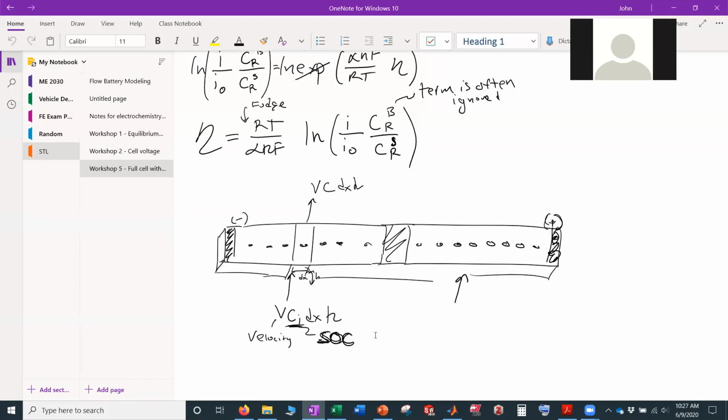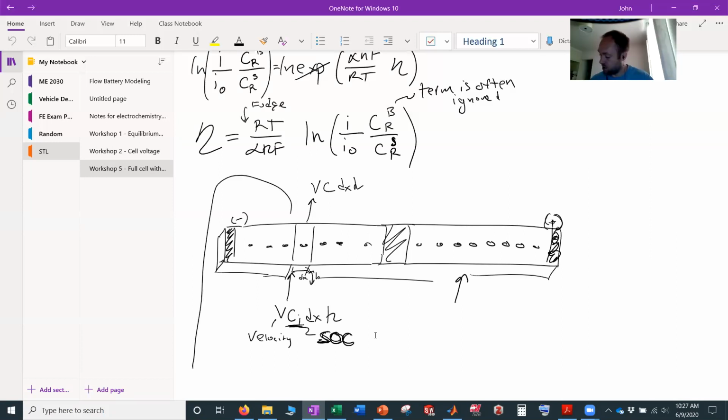Because this is going to be hooked up to some big tank with some pump, right? And that's going to be pumping it in here. Well, as soon as this tank all starts going from reactants to products, what's coming into your cell is going to look more like products. So we can start to have that track our state of charge. But to start, let's just see how you might do that.